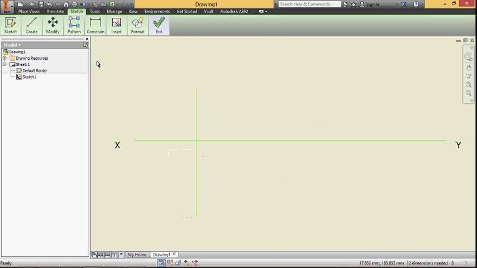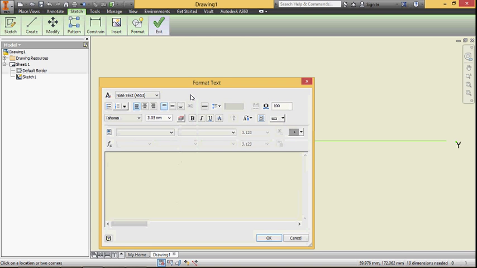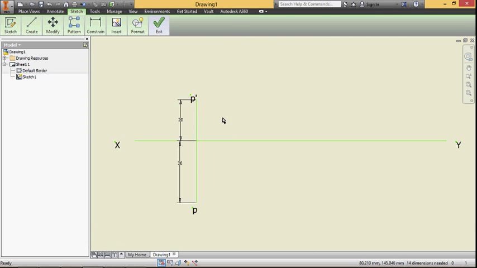So draw the projection line of point P. Point P is 20 millimeter above HP and 30 millimeter in front of VP, which means this point is P dash and this point is P. So P dash is the front view of point P and P is the top view of point P.